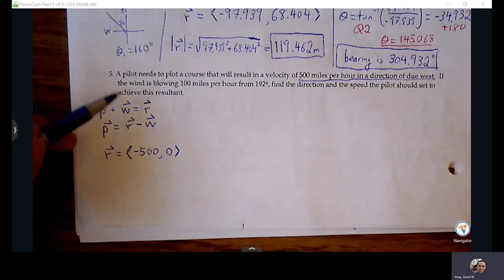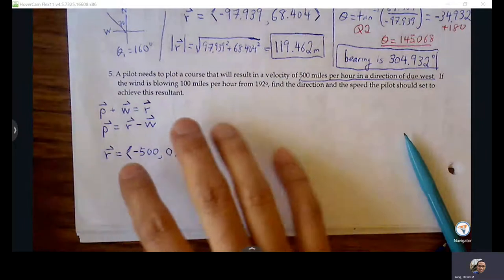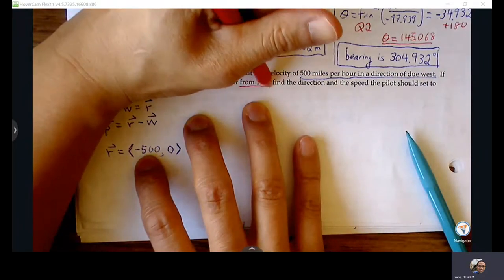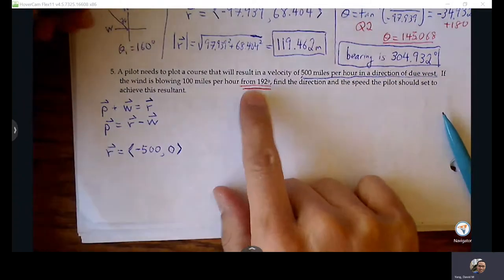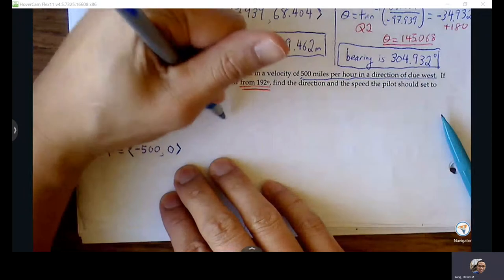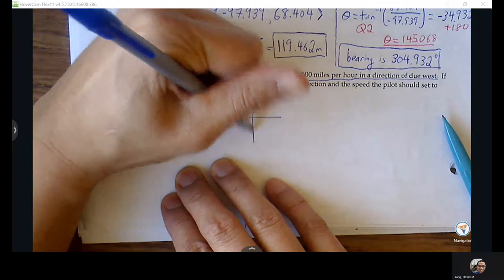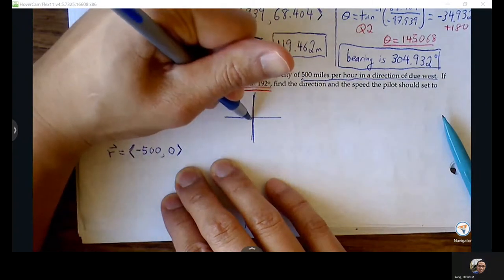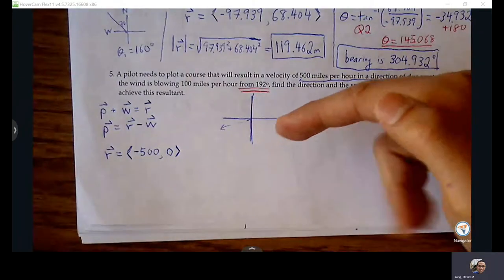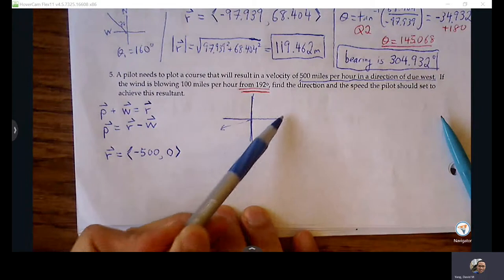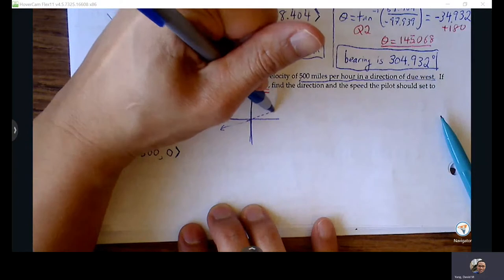Okay, here's the tricky part. The wind, okay, the information they give you about the wind is a little bit tricky. The reason it's tricky is this word here, from 192 degrees. So where's 192 degrees? Third quadrant, okay. But it's not blowing in this direction, it's blowing from 192 degrees. So it's really this right here.